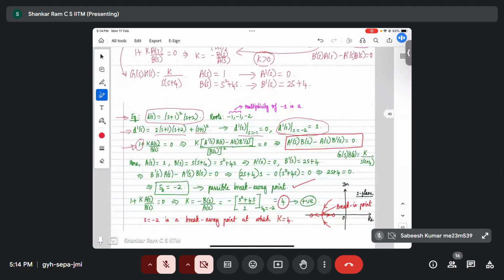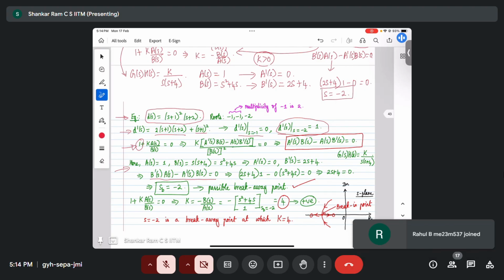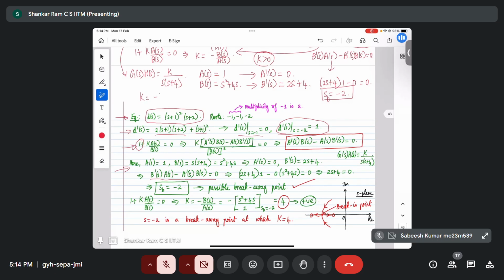So we can see that that's what we have written here. Consequently, this equation will become (2s plus 4) times 1 minus 0 equals 0. So we get s equal to minus 2. So this is the potential breakaway point. Once we get the solution, we add a subscript b to show that this is a potential breakaway point.